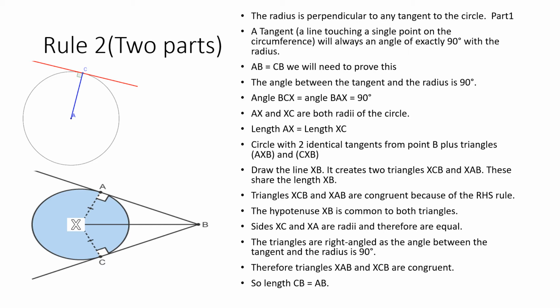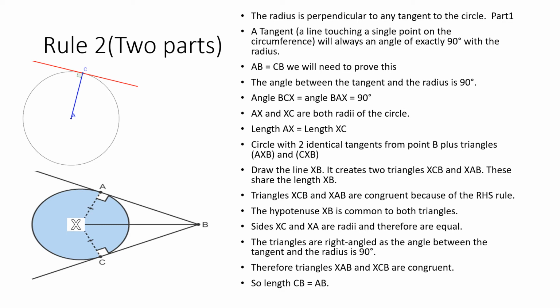And to do that, first we have to notice that angle BCX equals angle BAX, which are both 90 degrees, because the angle between the tangent and the radius is 90 degrees. And also AX and XC are both radii of the circle. So that means length AX is XC. We can find this out by looking at small lines drawn on the radii, which show that they're the same.